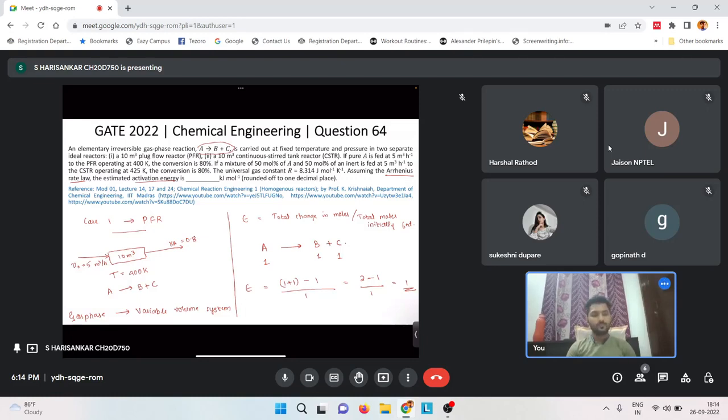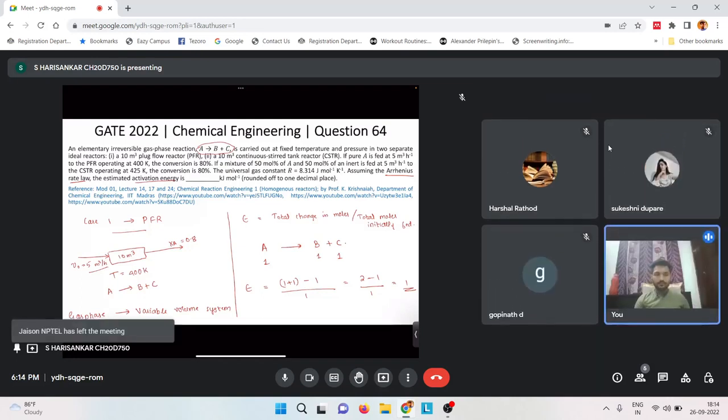Okay. So let's take case 1 as the PFR case. So they have given us all these data. So they have given the volumetric flow rate as 5 meter cube per hour. They have given the volume, 10 meter cube. They have given the conversion as 0.8 and the temperature also as 400 Kelvin. So one thing we need to note here is it is a gas phase reaction. So gas phase means it's a variable volume system. Okay. So for variable volume system, we need to find the epsilon.